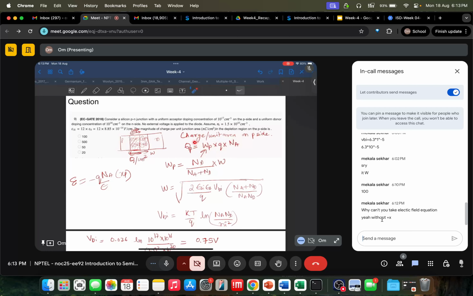So in between, you find VBI or W or whatever you want to find, either is okay. But at the end, you need XP to calculate this charge on the P side.